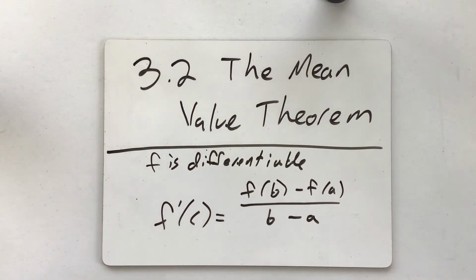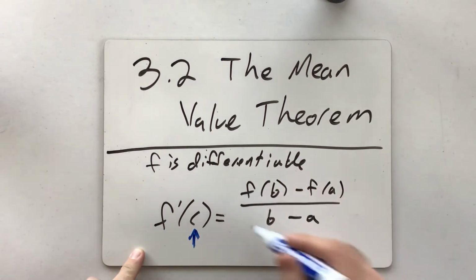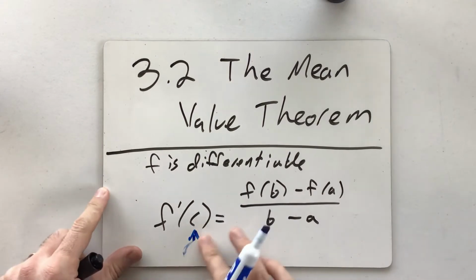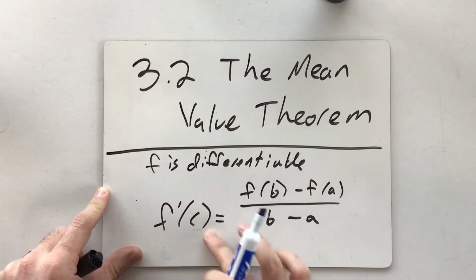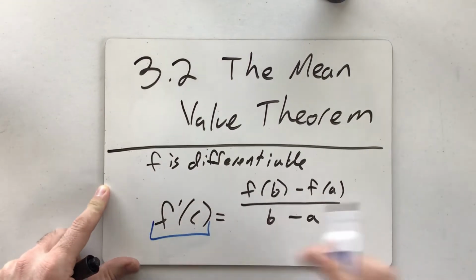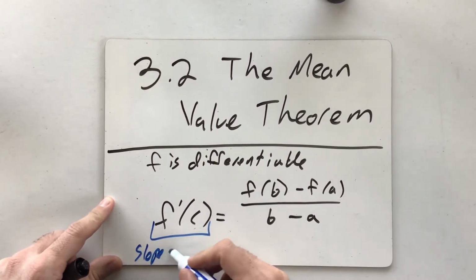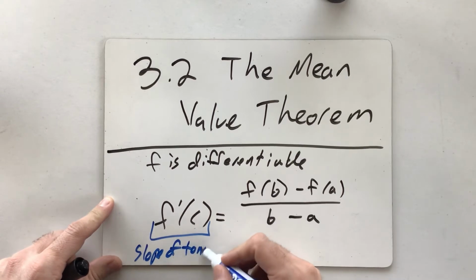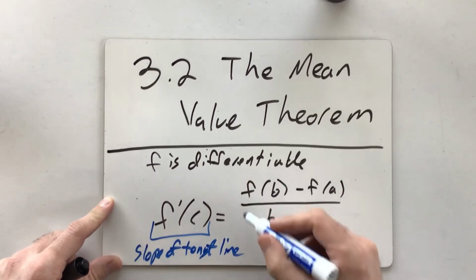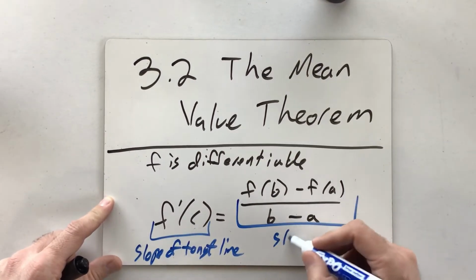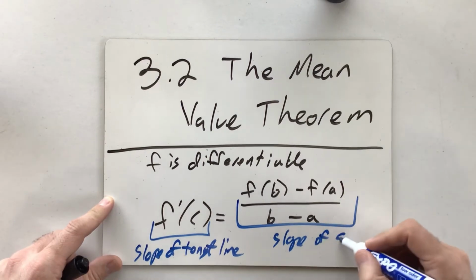Okay, but anyway, if it's differentiable, then there must be some value c such that this equation is equal. And so let's compare these two, and what are we really saying? This, f prime of c, is the slope of a tangent line, versus this, which is the slope of a secant line.